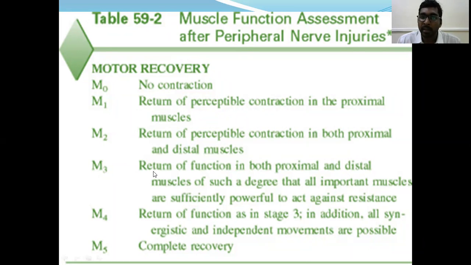And M3, return of function in both proximal and distal muscles to such a degree that all important muscles are sufficiently powerful to act against resistance. And M4, return of function as in stage 3, in addition to which synergistic and independent movements are also possible, independent muscle movements, not only as a group. And M5 means complete recovery of motor function is present.